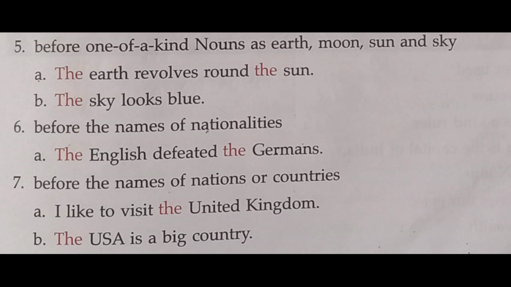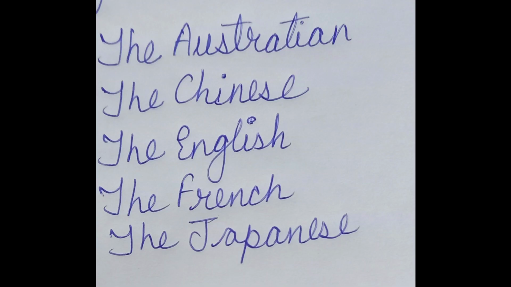Number 6. The article the is used before the names of nationalities. Nationalities means when we take all the people of a nation as one group. So we can call as, for example, the Australian, the Chinese, the English, the French, the Japanese, etc.